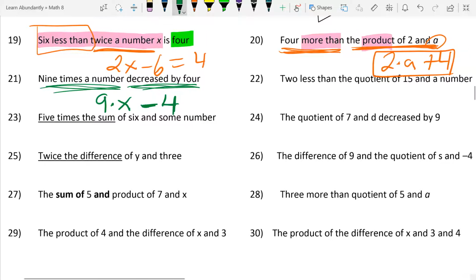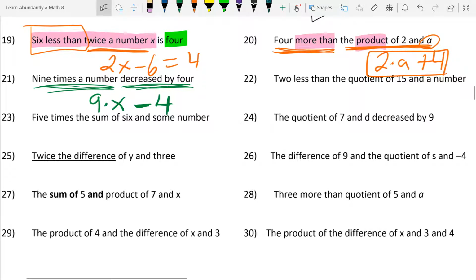2 less than the quotient of 15 and a number. So we have two things happening. I'm going to go with the number part first. The number part says the quotient of 15 and a number, 15 divided by a number. I'm going to use the x whenever it says a number. And then it says 2 less than that, so I'm going to have to subtract 2 at the end of that.